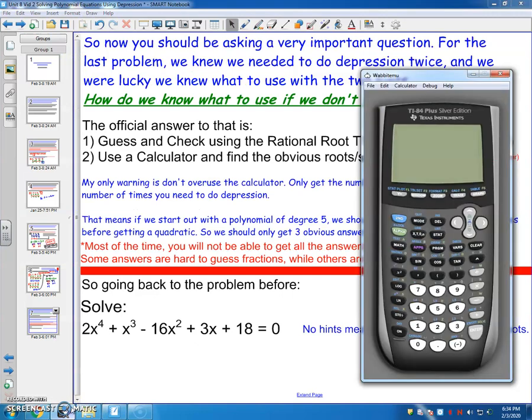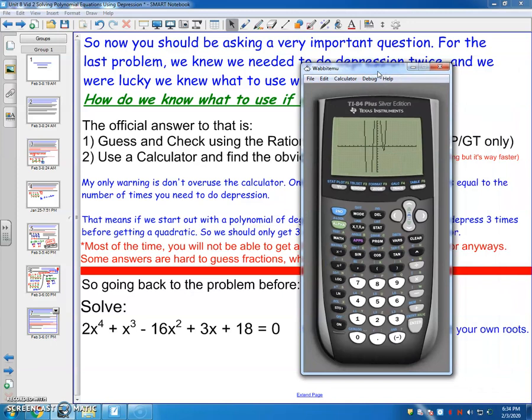I'm going to y equals, type the problem in, 2x to the 4th power plus x to the 3rd power minus 16x squared plus 3x plus 18. If I press graph, I'll see some answers. There's 1, 2, 3, 4. There's 4 x-intercepts. Now, I'm not going to pick all 4 from the graph. I want to use 2 because I only need 2 for depression.